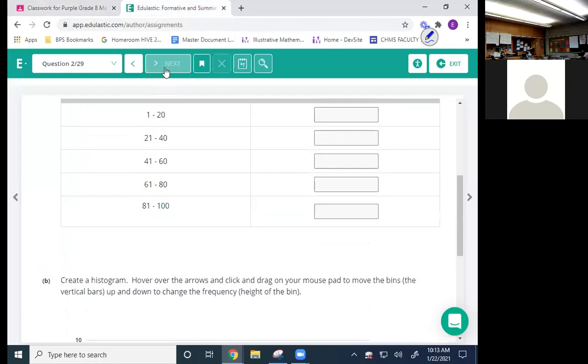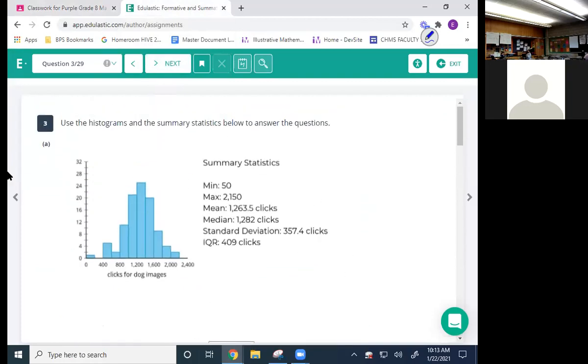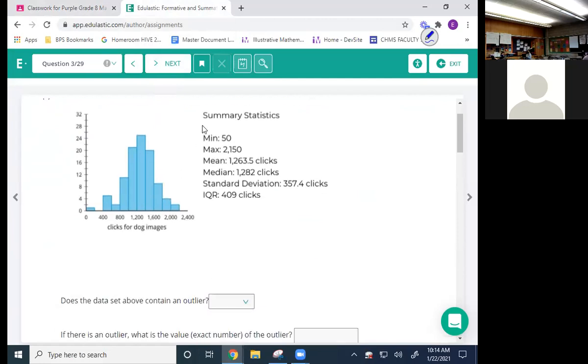Okay, now let's take a look at number 3. This is where it's going to go a little bit quicker. We're looking at this data set here. We have our summary of our data here. We need to use this summary and this graph to determine, does this data set contain an outlier? Looking at this data set, is there an outlier? Max, what do you think? Yes. Wow, yes. Okay, perfect.